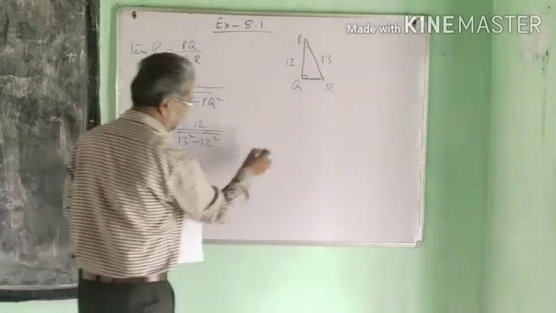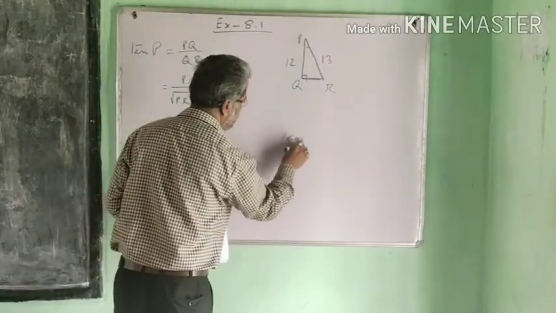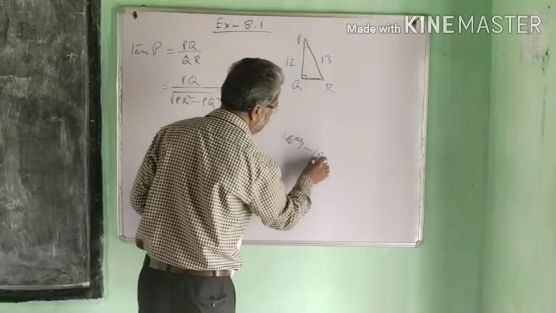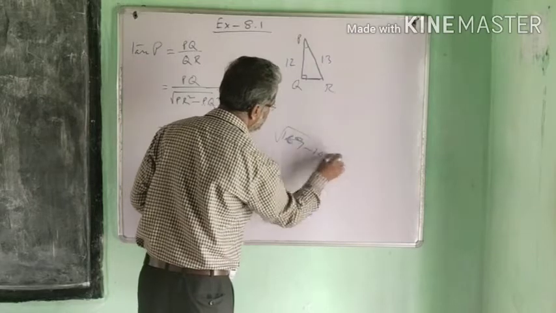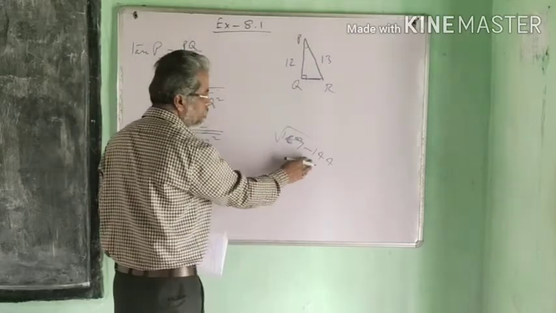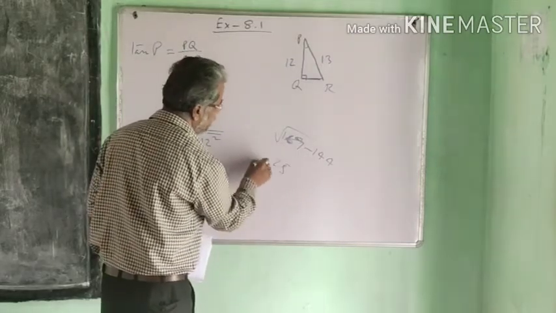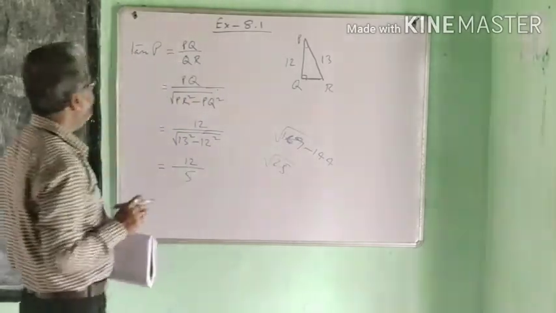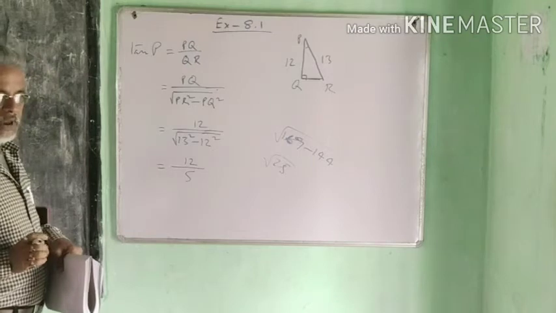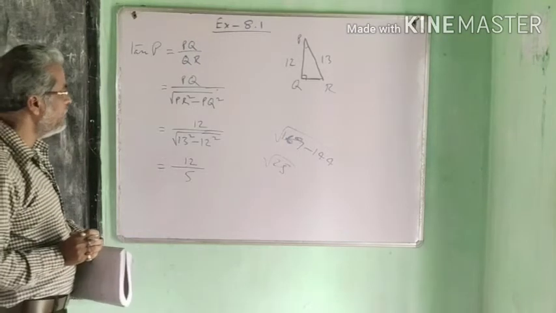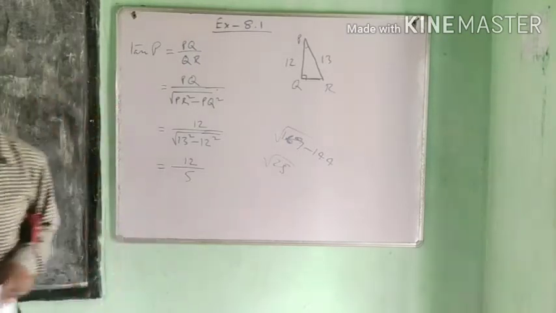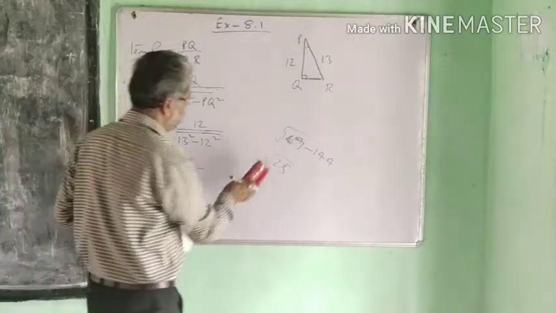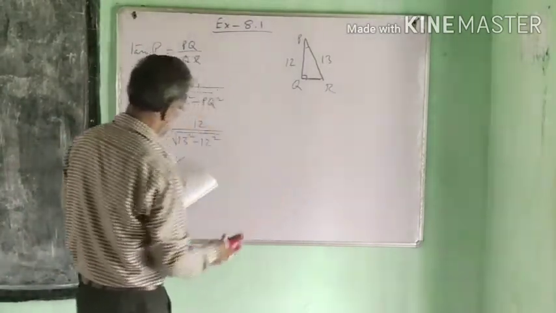Now, 13 square is 169 and 12 square is 144. What will be the square root? 169 minus 144 is 25 and square root of 25 is 5. We have found out tan P, 12 by 5. Now let us find out cot R.